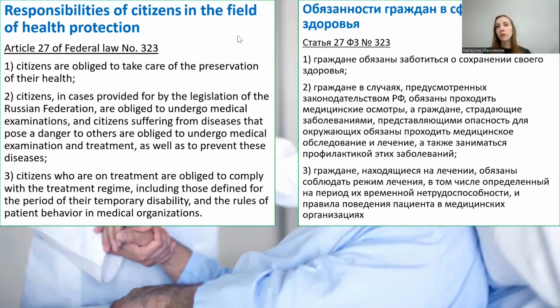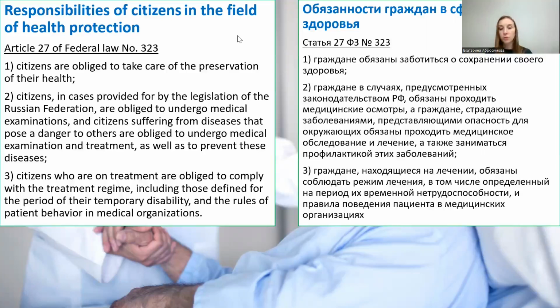And as we mentioned before in the beginning of our lecture, one of the parts of the legal status of the patient is the responsibilities of citizens. So the main general responsibilities of the citizens in the field of health protection are established in Article 27, Federal Law number 323. And according to this article, citizens are obliged to take care of the preservation of their health, and also in cases provided for by the legislation of the Russian Federation, they are obliged to undergo medical examinations. Also, citizens suffering from diseases that pose a danger to others in cases provided by the legislation of the Russian Federation are obliged to undergo medical examination and treatment, as well as to prevent these diseases.